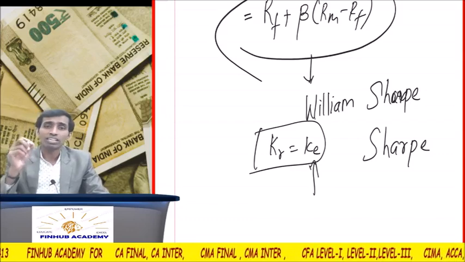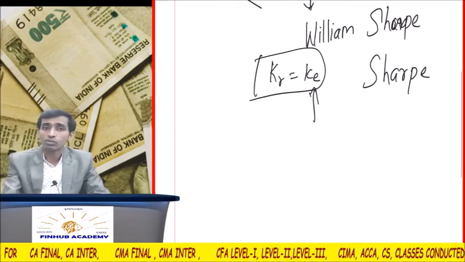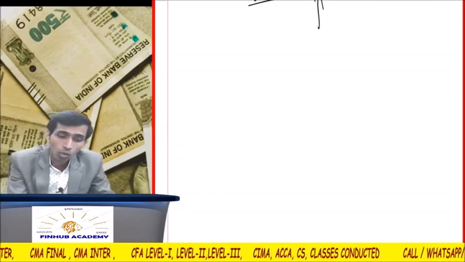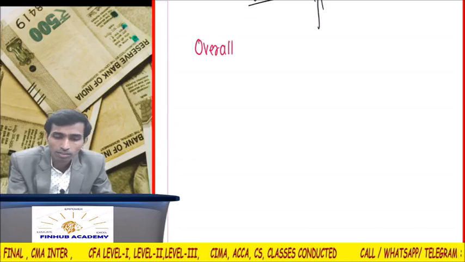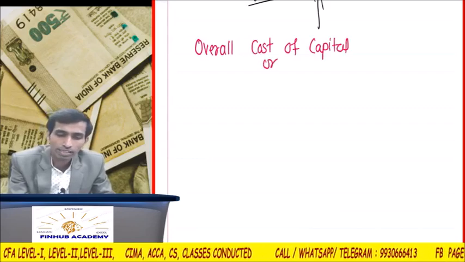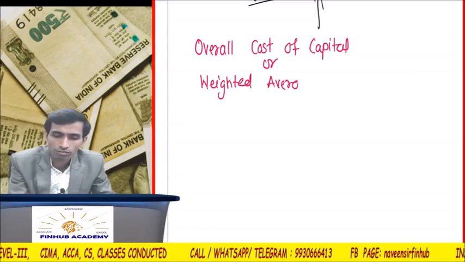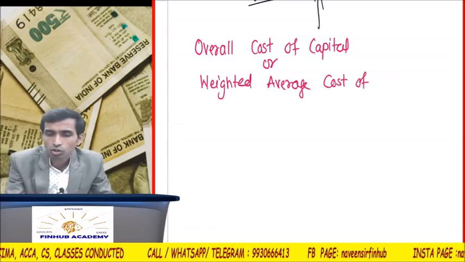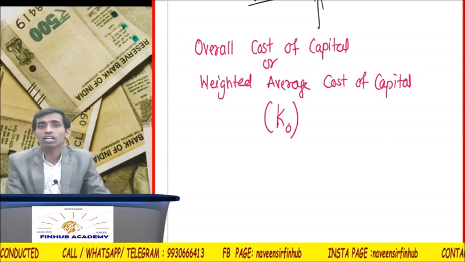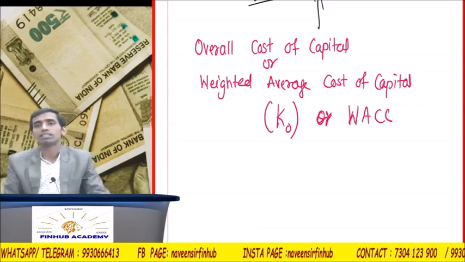That is KE. Today you have to concentrate a lot. Today we are going to do very, very important theories, and it's quite important. The last part that remains is overall cost of capital, or weighted average cost of capital. This is denoted by KO, overall cost, or it is called WACC, weighted average cost of capital.